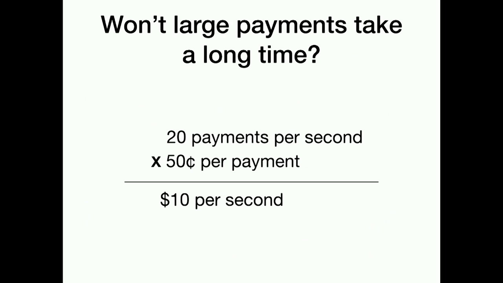Suppose you can do 20 updates on this payment channel per second, and you're only willing to trust your counterparty for 50 cents. That's still a bandwidth or throughput of $10 per second, which I think isn't that bad. If you're willing to go much higher with the per payment amount, which I think people often should be, you could get a lot more.